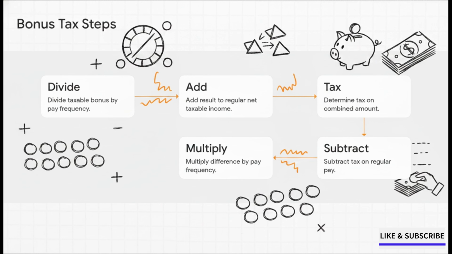Step 1, divide the bonus by your pay period frequency, like 26 for biweekly. Step 2, add that little slice to your regular pay. Step 3, find the tax on that combined amount. Step 4, subtract your normal tax, which leaves just the tax on the bonus slice. Finally, step 5, multiply that tax difference back by your pay period frequency. It perfectly smooths out the tax burden.